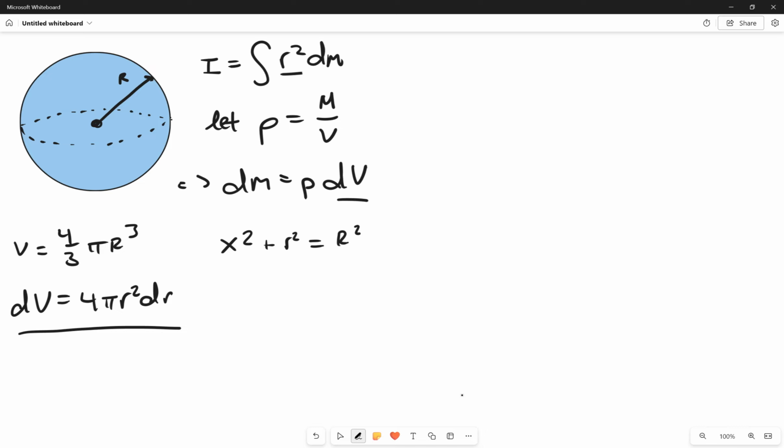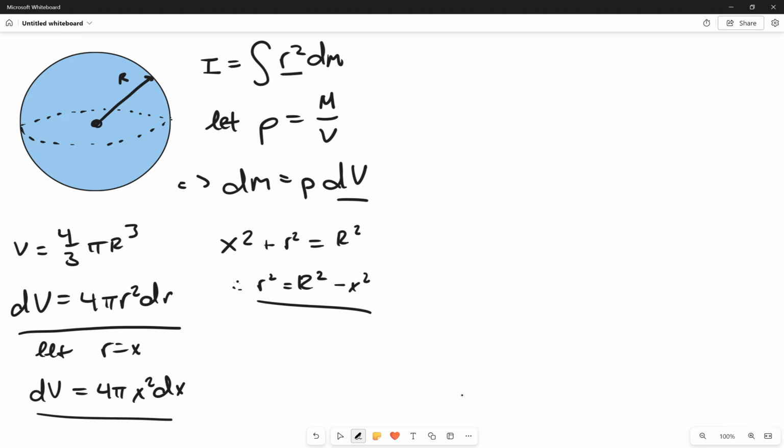Well, we can just solve for r squared. r squared is just big R squared minus x squared, right? And if we let r equal x, dV just becomes 4 pi x squared dx. So now we have things in terms of x, so now we can set up the integral in terms of some variable of integration x.